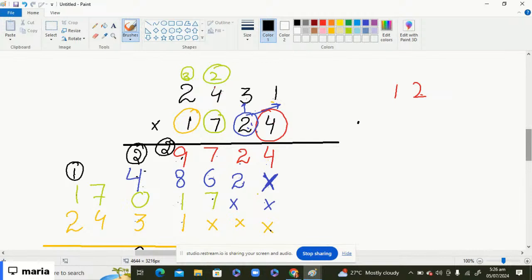Okay, I hope everyone is clear on this, because this is how to multiply these kinds of numbers. We are going to use this method. Okay, let's solve.